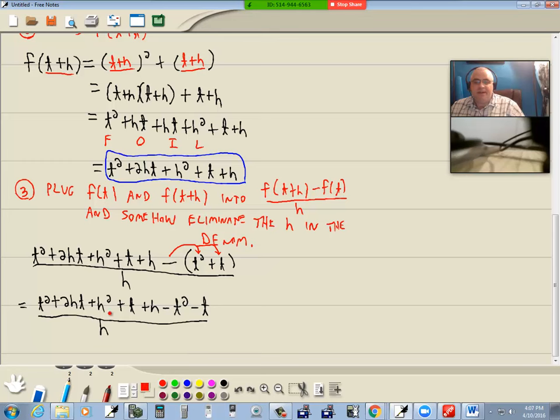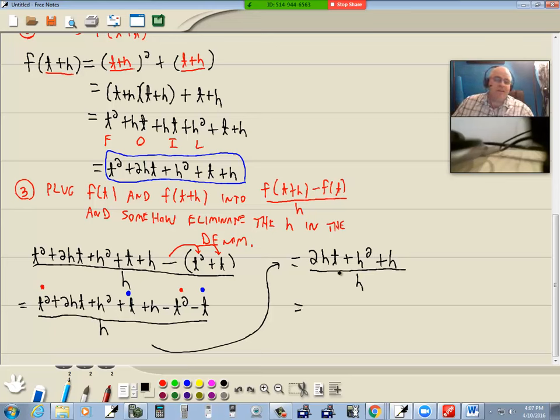Now we want to combine together like terms. Like terms, same variable, the same power. Here we got a t squared, and here we got a t squared. T squared minus t squared drops away. Here we got a t, and here we got a t. T minus t drops away. So that's going to leave us 2ht plus h squared plus h. And let me go through and double check. Okay. All over h.